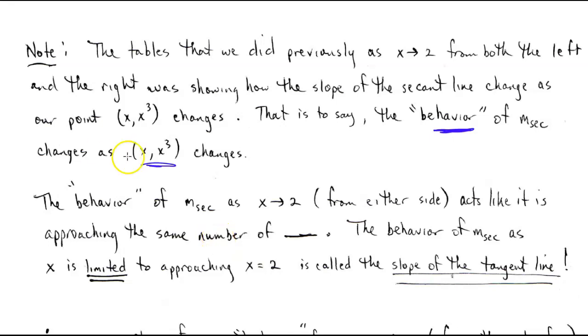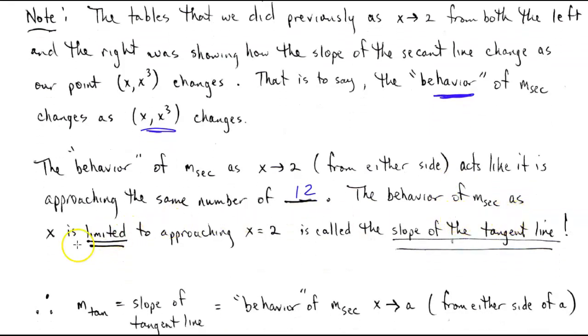Now the behavior of the slope of the secant line as x approaches 2 from either side acts like it is approaching the same number, 12. The behavior of the slope of the secant line as x approaches 2 is called the slope of the tangent line, okay? So here, my point is that the slope of the secant line as x gets closer and closer to 2 is going to morph into what we call the slope of the tangent line, okay?